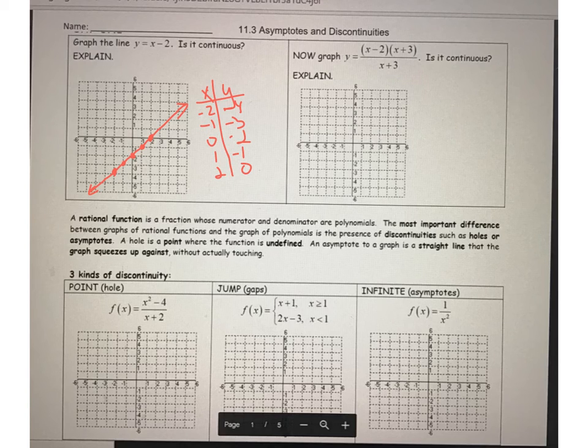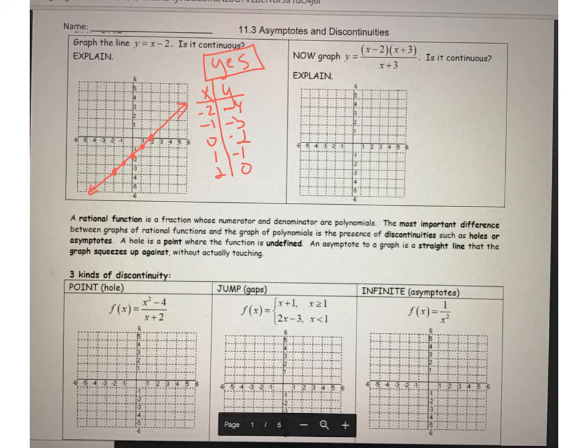So if we are graphing a line, which is what y equals x minus 2 represents, is it continuous? Do I have any breaks, gaps, holes? No, I don't have any breaks, so therefore yes, it is continuous. So no breaks, holes, or gaps of any kind. So let's look at the second one.